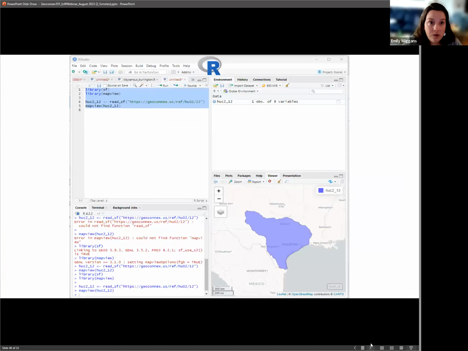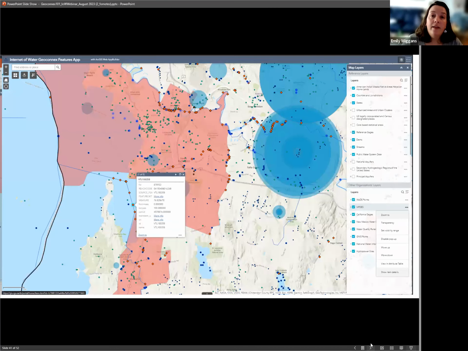If you're an R user, all it takes is 4 lines of code, just 4, there they are, to start visualizing something like the hydrologic unit code 12, the watersheds at the level 12. This is level 2, but it's HUC 12 for the entire US. So again, all those reference features are available to be ingested if you're an R user. And then again, with a focus on a more savvy user, I want to go back to the map.